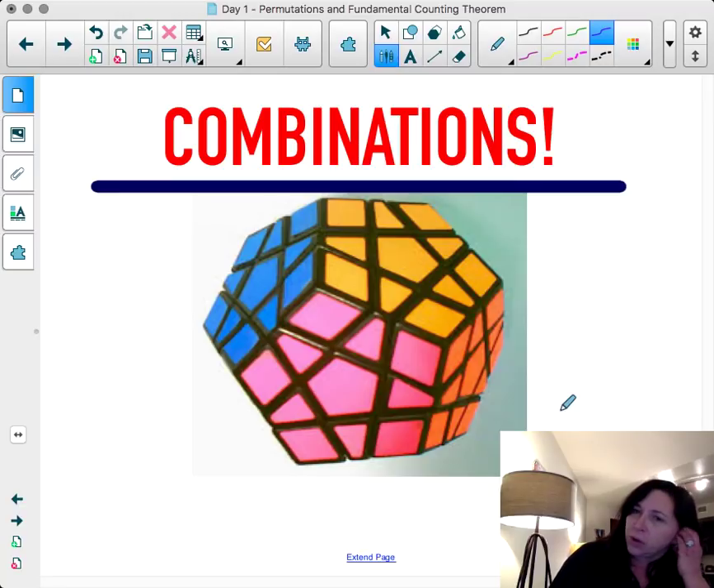It doesn't matter what order you do the Rubik's Cube, right? Just as long as you get all the colors together.